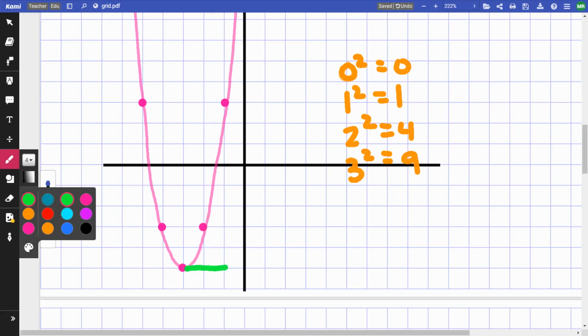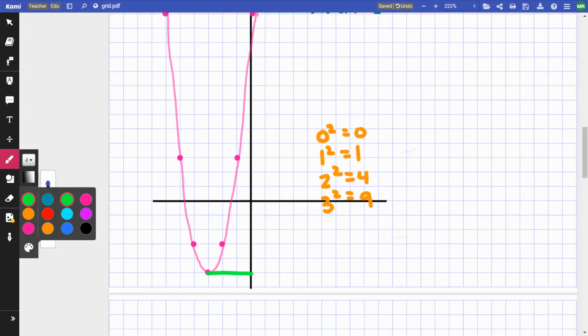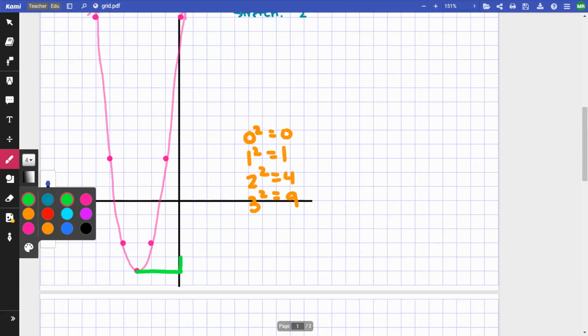When I go out 2, 2 squared should have been 4. 1, 2, 3, 4. I'm going to double that. So I went up 8. When I go out 3, 1, 2, 3, 3 squared is 9. So I should have gone up 1, 2, 3, 4, 5, 6, 7, 8, 9. But I'm going to go up twice as high. So I went up 18. That's how I'm getting these points.